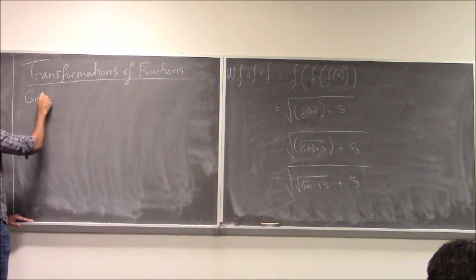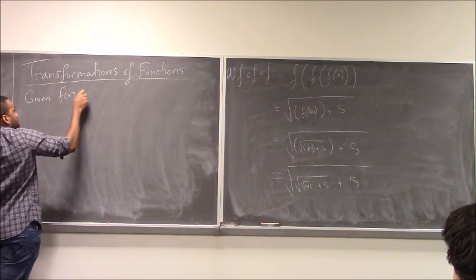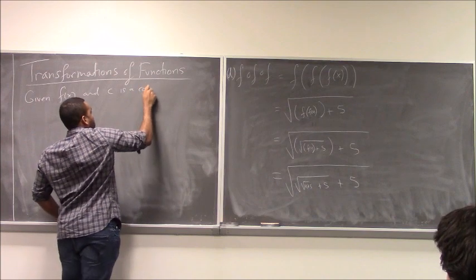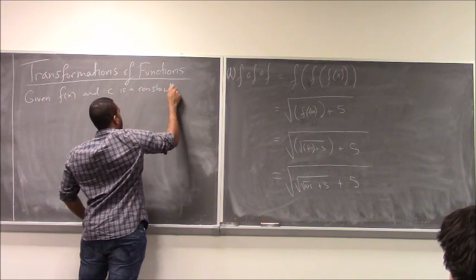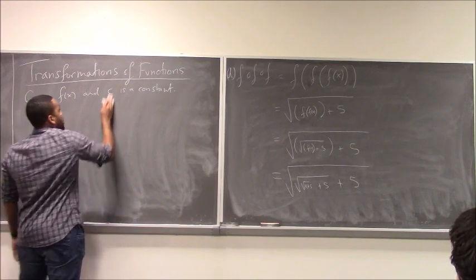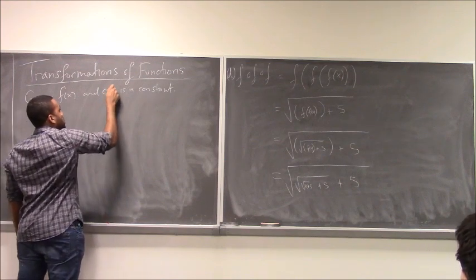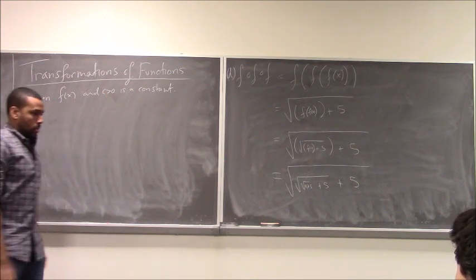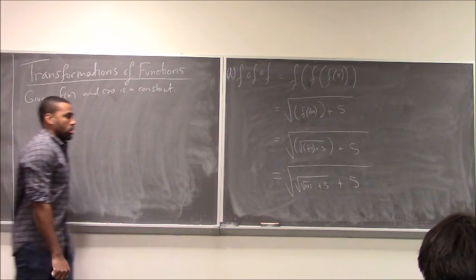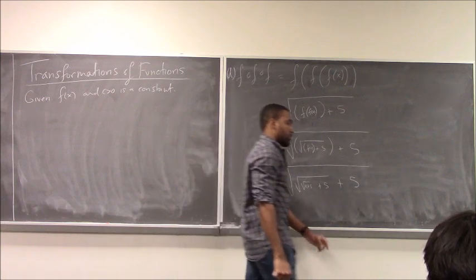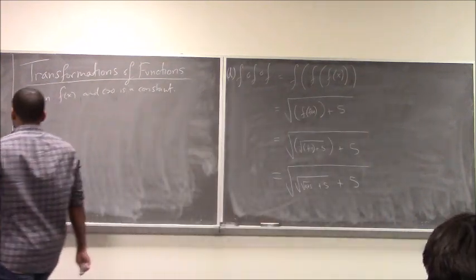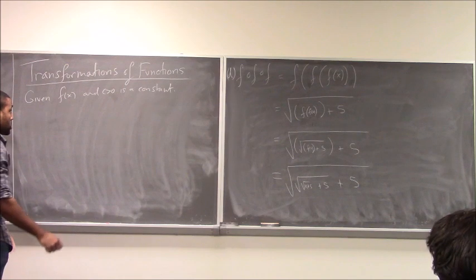So this is your given function f of x, and c is a constant. Let's make it a positive constant just to make the rules nicer. So these are certain composite functions and function operations that you can do on a single function, and they actually have effects on something like the graph of the functions.